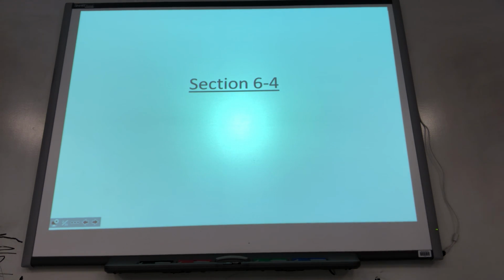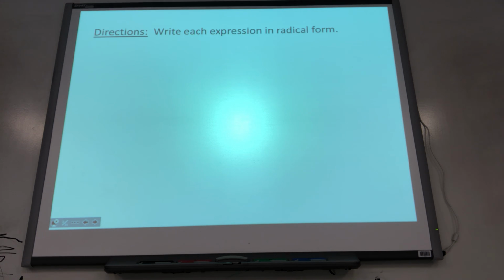Now, starting all the way at 6-4, this was a pretty quick section. I may put up here in just a second a little rule that you'll want to remember in this section. But for now, the directions say, write each expression in radical form. Write each expression in radical form, and that just means you need to have a radical in your answer.